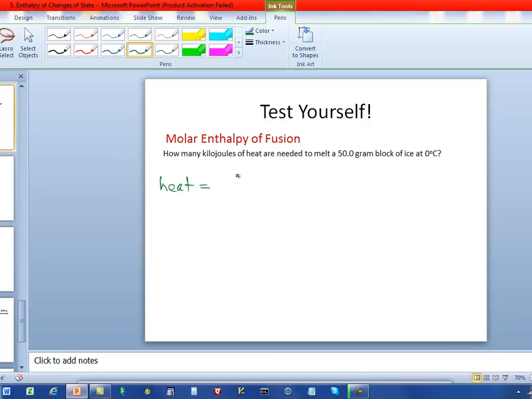Okay, 50 grams, and you have to get that into moles. So 1 mole over 18.02 grams, and then you multiply by the molar heat of fusion. Notice I'm taking the mass that I was given and dividing by the molar mass to get it in moles, and then you can use this conversion factor between 6.0 kilojoules and 1 mole. And when you do that, you should get 16.7 kilojoules.